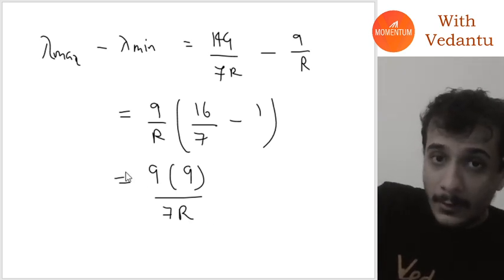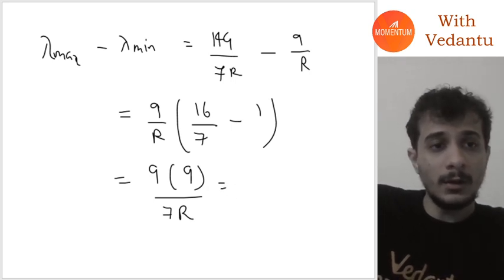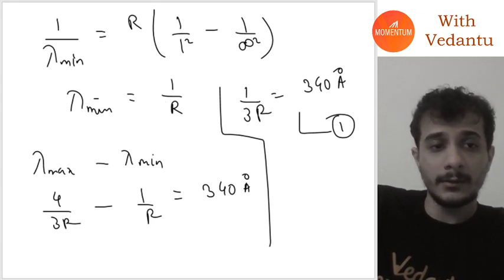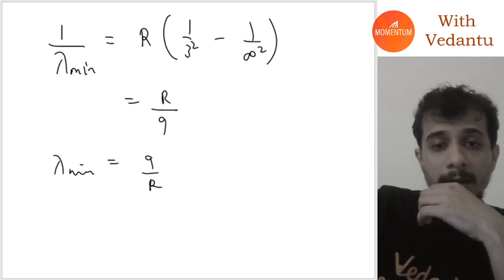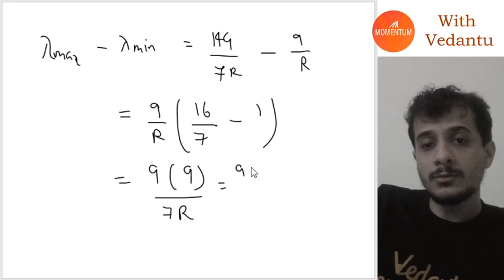Okay, so I know the value of 1 by 3R. 1 by 3R is 340 angstrom. So I can write this as 9 into 9.